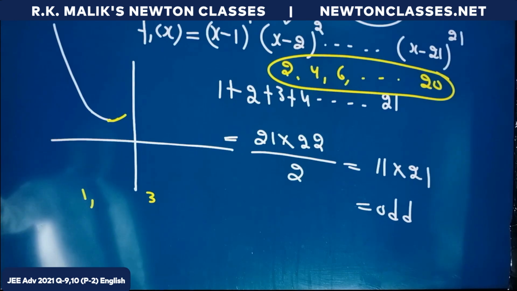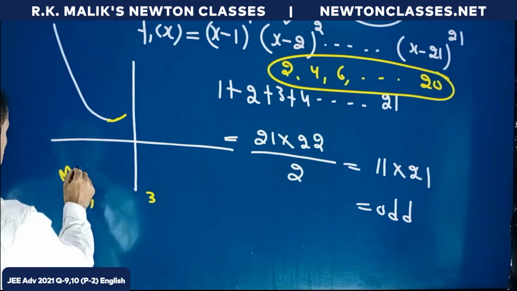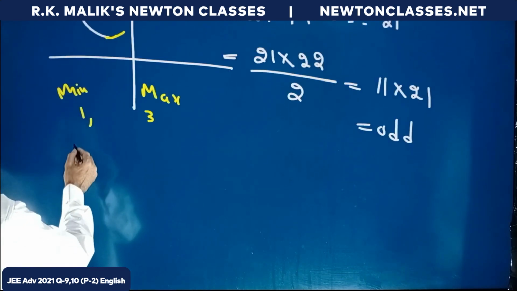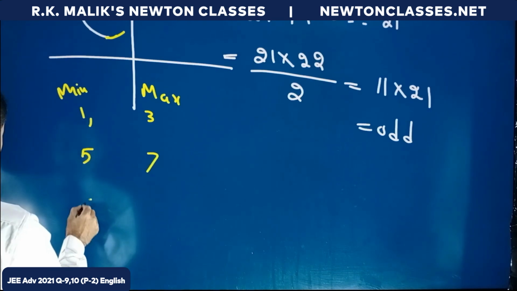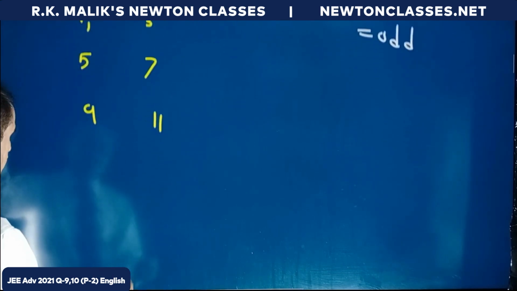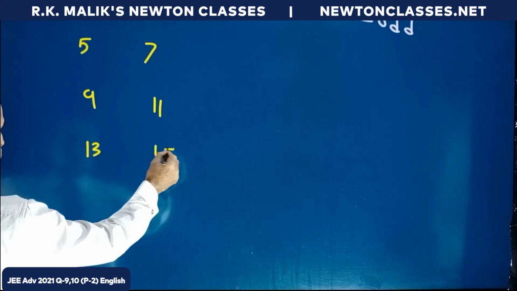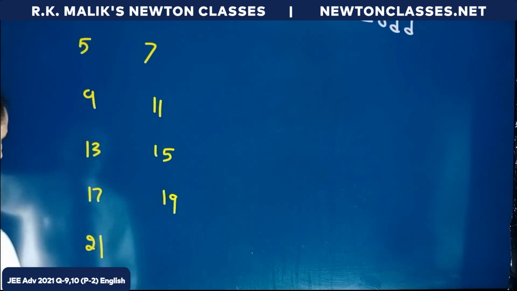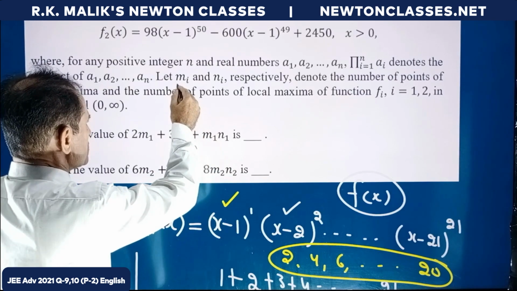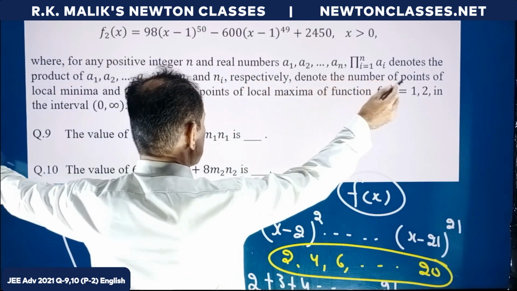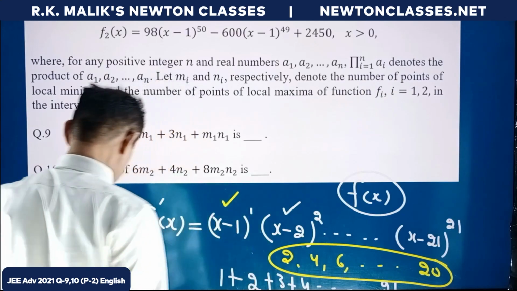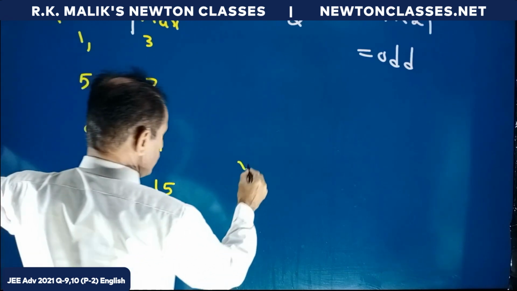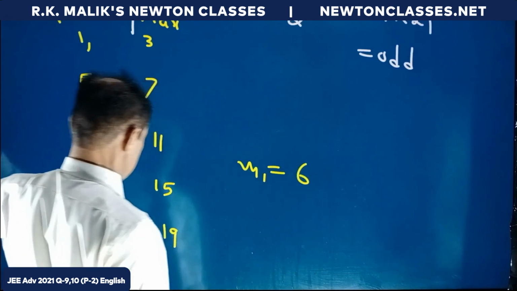At 3 local maxima will come, then minima and maxima, hence minima will come at 5, 7, 9, 11, 13, 15, 17, 19, 21. And because m1 was denoting the number of points of local minima of the function f1x, hence the value of m1 is 1, 2, 3, 4, 5, 6. Therefore m1 is going to be 6.